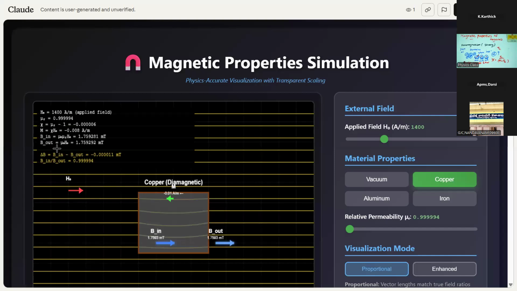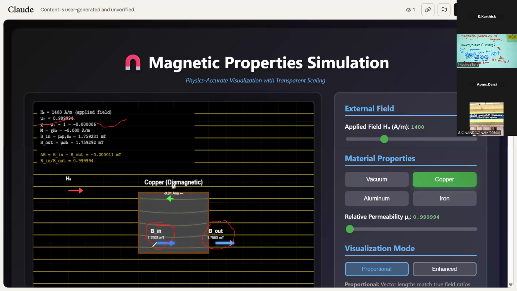Here you can see that mu r is 0.9999, which is less than 1, and psi is a negative value, minus 0.006, like that. As a result, because M opposes H naught, the total field inside the material is slightly weaker than the outside the material.